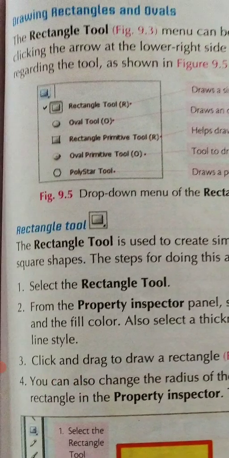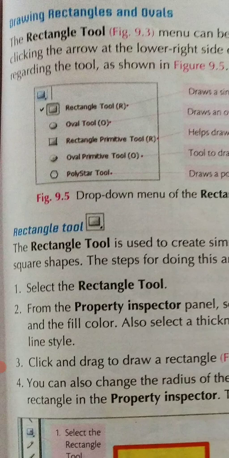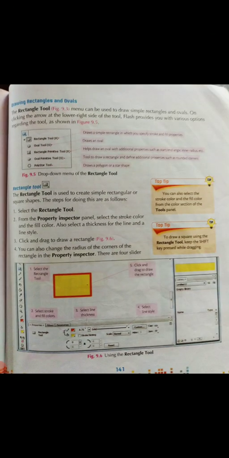You have seen this figure 9.5. In this figure, you have to know the different functions of these 5 tools: rectangle tool, oval tool, rectangle primitive tool, oval primitive tool, and the last one is the PolyStar tool. You have to know the main functions of these 5 tools. Clear?